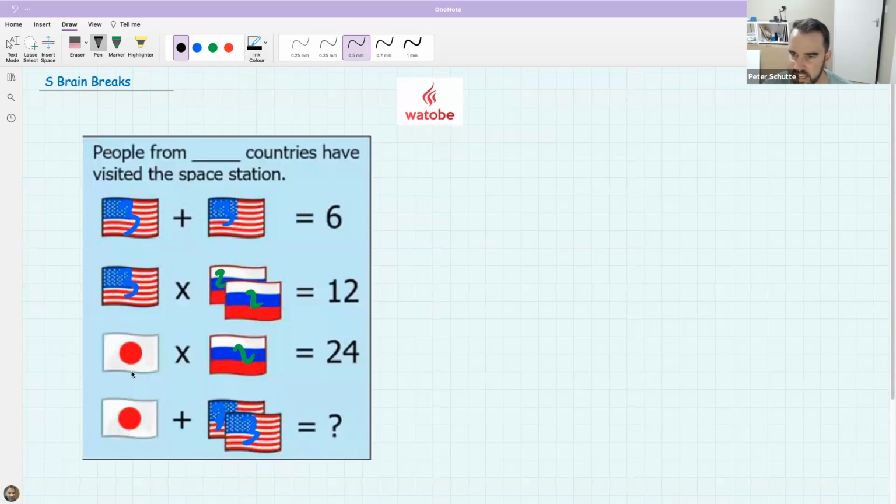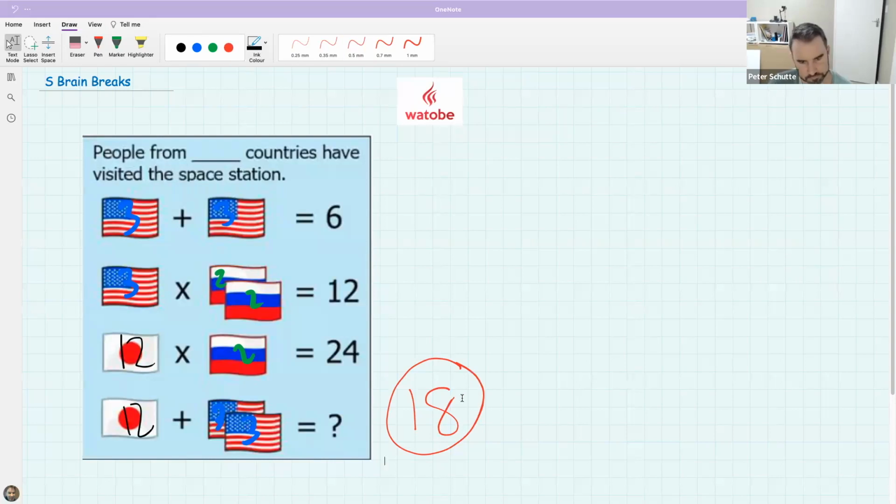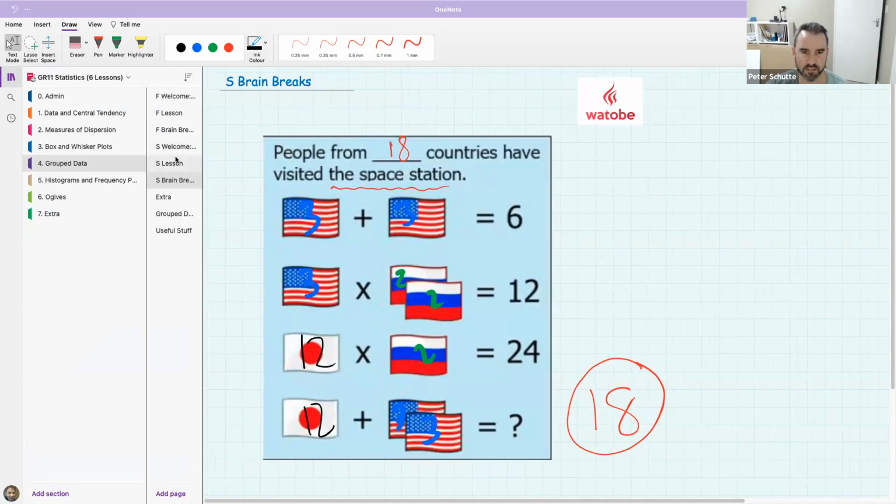So what is my final answer going to be? Japanese flag, Leo, I agree, is 12. It is 3 plus 3 is 6. And 6 plus 12 is going to be 18. Yep. And so apparently people from 18 countries have visited the space station, although I suspect that may have changed since this was put together, but that is today's brain break. Okay, cool. I hope that you enjoyed that little puzzle.